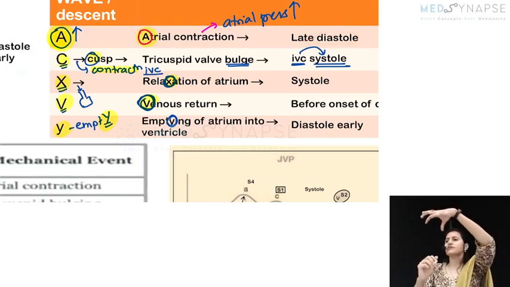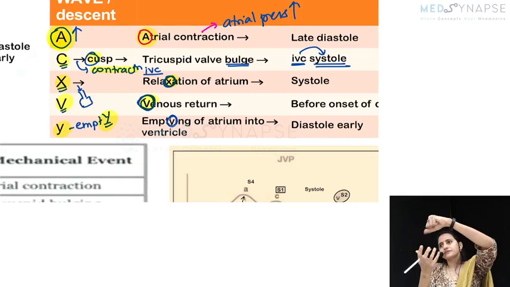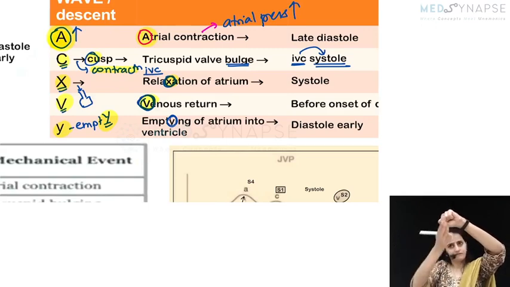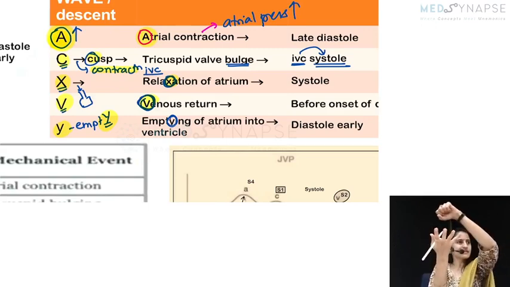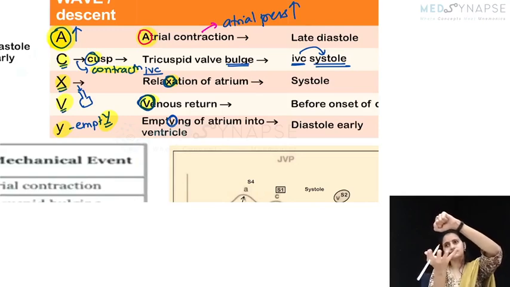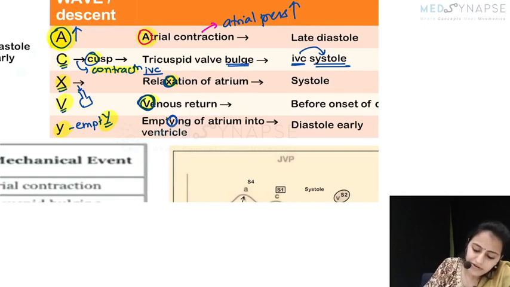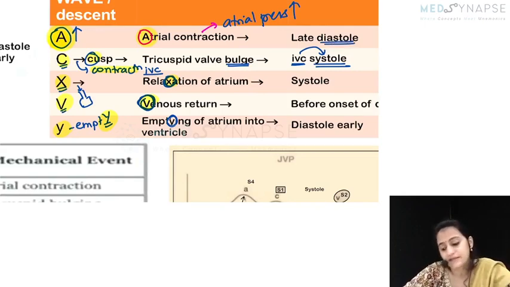Think logically: when the atrium is contracting, why is it contracting? Why does the atrium want to contract? To pump the blood in the atrium into the ventricle. That means the ventricle is getting filled. When does the ventricle get filled, systole or diastole? Diastole. So remember that atrial contraction is a diastole.